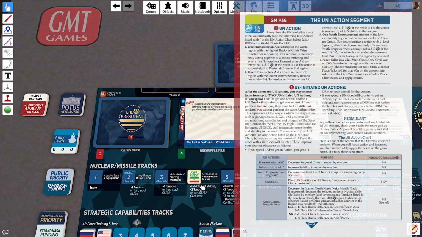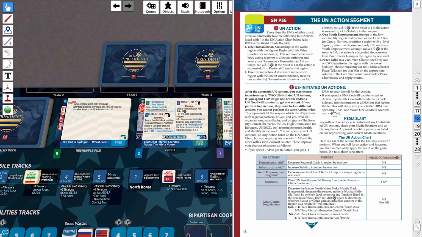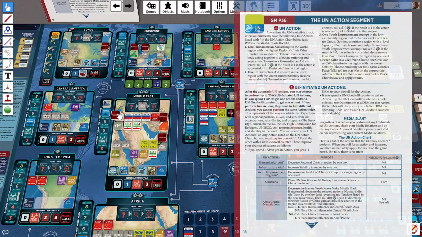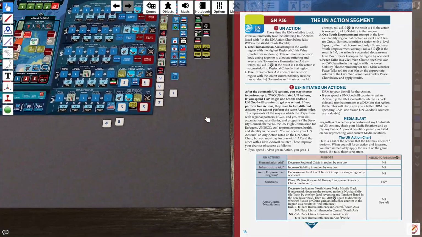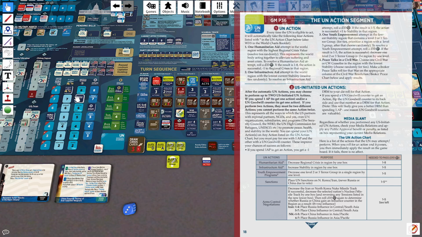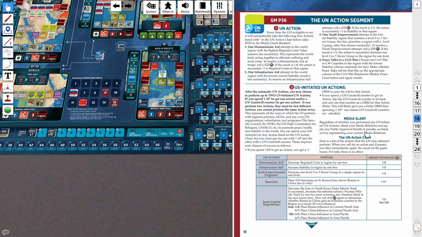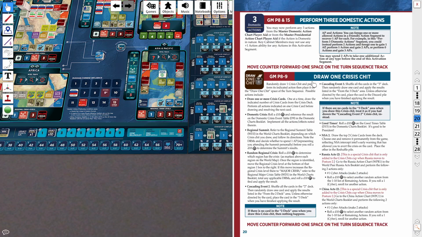So we do decrease it down to here. So -1 tension on Iran, Israel, and Saudi Arabia. So there's 1, 2, and 3. They all come off. And then media slant. It's going to be, whoops, +1. I don't know. Sometimes people just want to watch the world burn. And we're done.